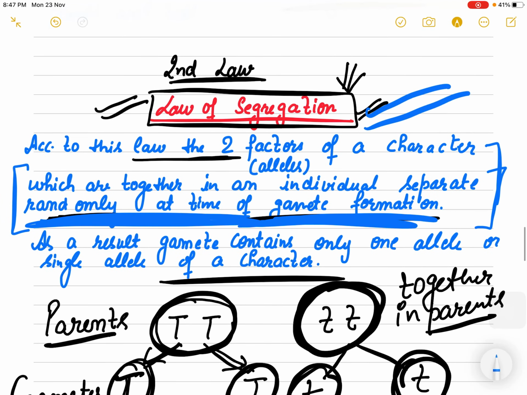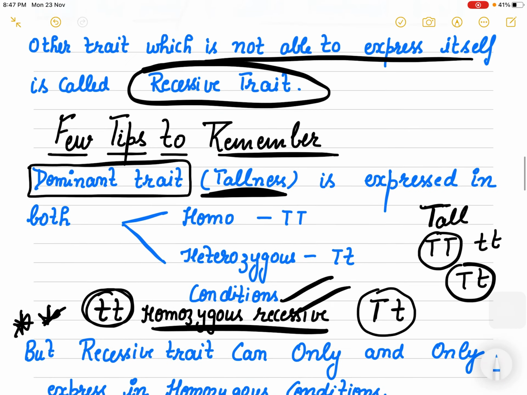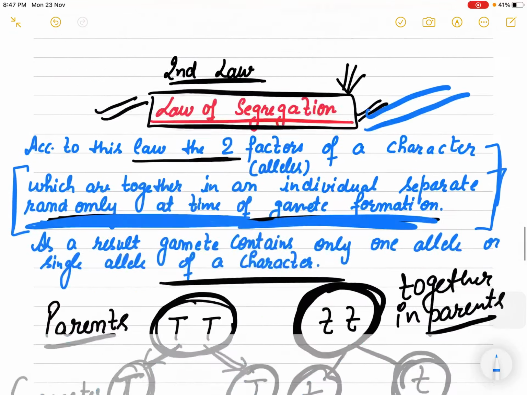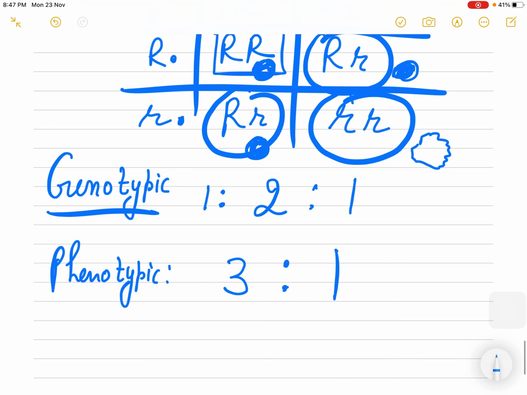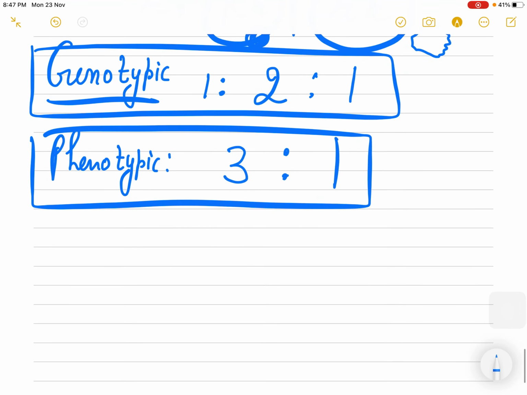If the law of segregation is asked, you can explain the law of segregation and law of dominance with the help of a cross, which is known as your monohybrid cross. And what is the ratio of monohybrid? Genotypic will come out to be 1:2:1 and phenotypic will be 3:1.